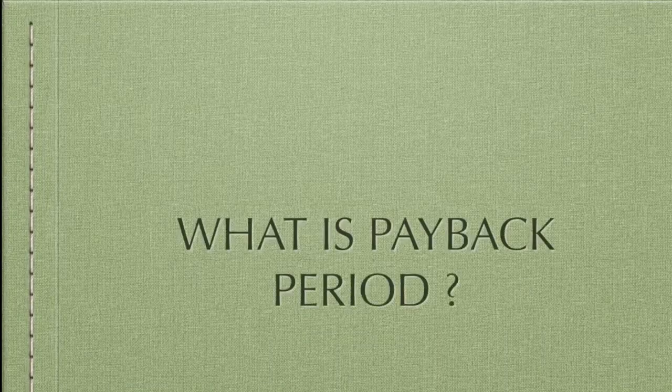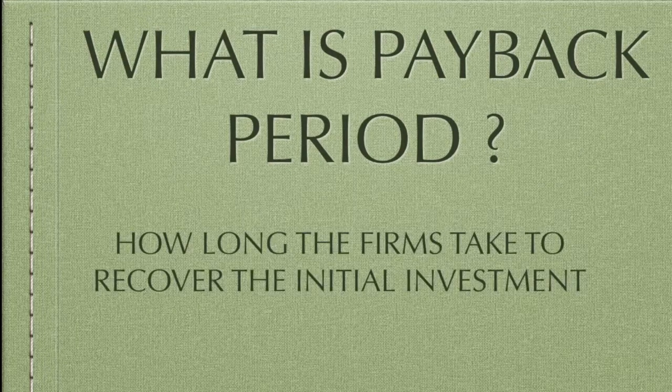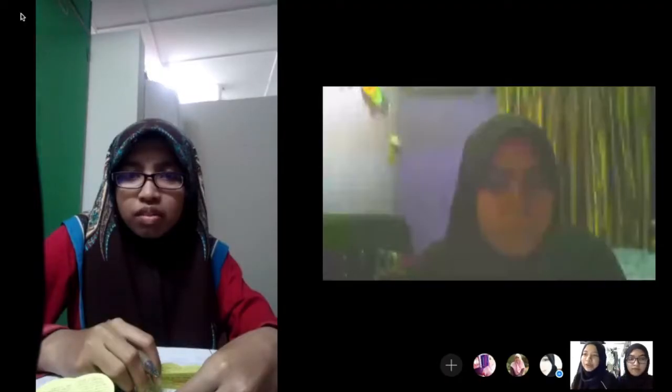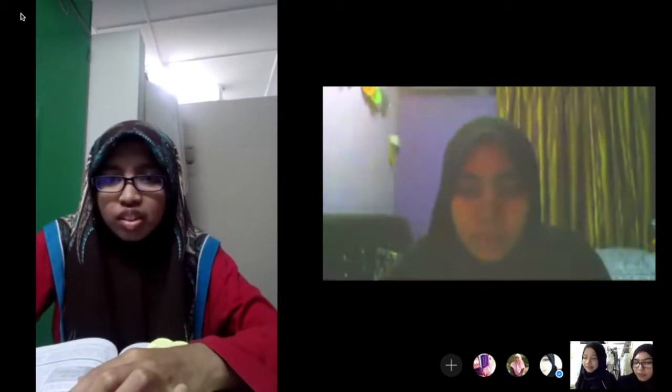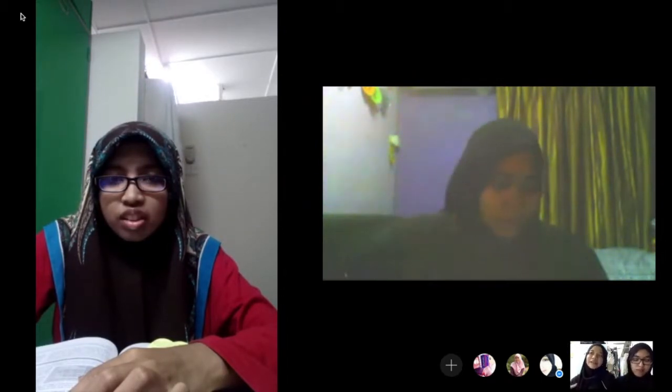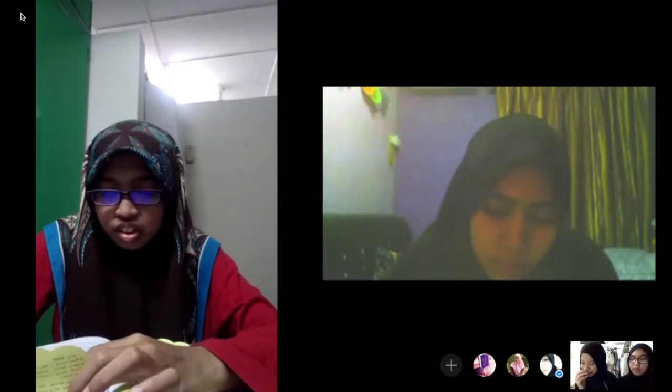So, payback period. What is a payback period? Payback period is how long a firm takes to recover the initial investment. So you need to know how long it takes for the company to recover its investment. What is the advantage of the payback period? The advantage is that it's easy to understand and is biased towards liquidity. But for the disadvantages, it ignores the time value of money and it ignores the cash flows.